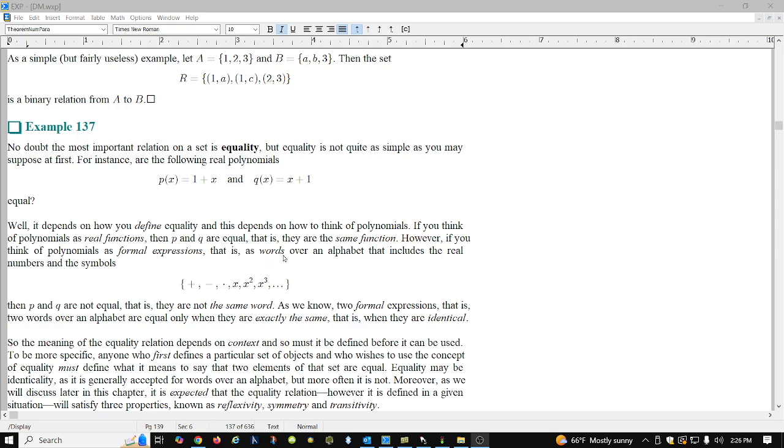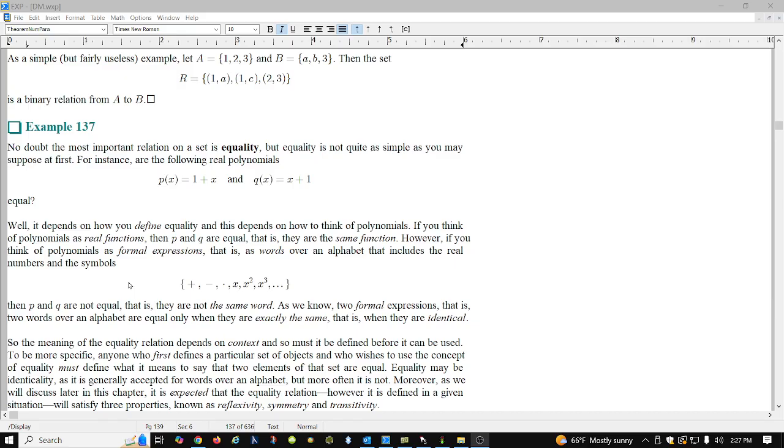No doubt the most important relation on a set is equality. But equality is not quite as simple as you may suppose. There's some wrinkles here. So, as an example, consider these two real polynomials, 1 plus x and x plus 1. Are they equal? Well, it depends on how you define equality, and this depends on how you think of polynomials.